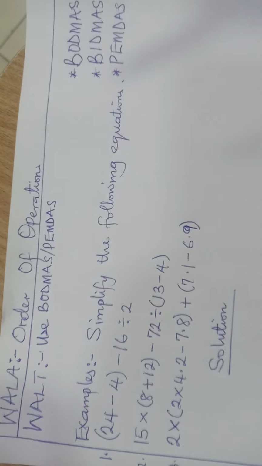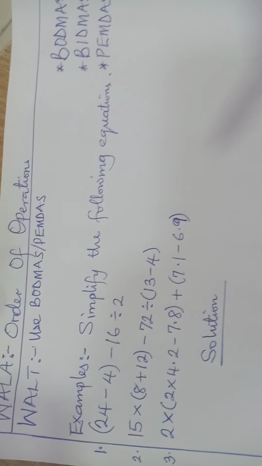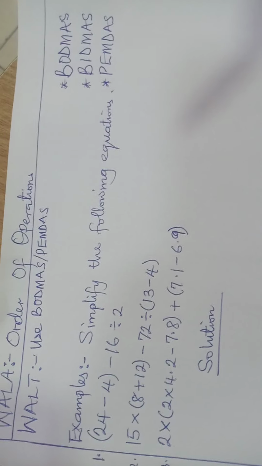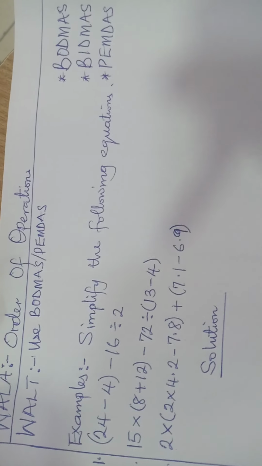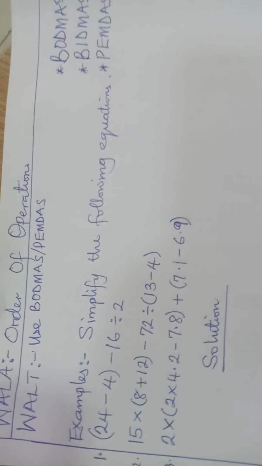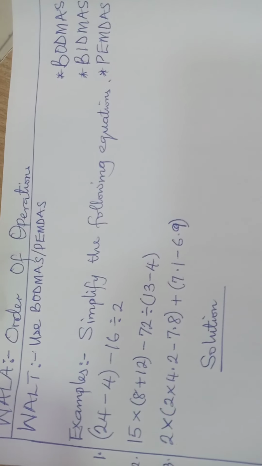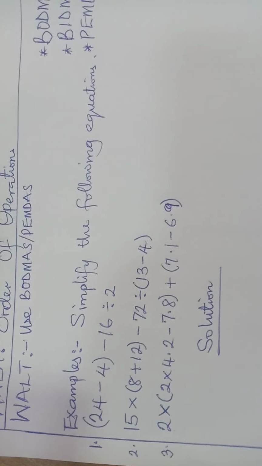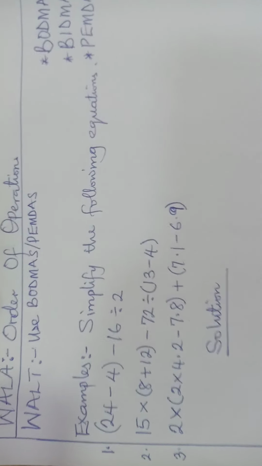Hello everyone. In our last lesson we discussed the meaning of BODMAS, PEMDAS and BIDMAS, and we had some examples on how to use them. But today we want to see more examples on how we can use BODMAS. This is the order of operations when we have many operations in it, more than 4 or 5 operations at a time. So let's say we have 3 examples here. Let's take them one after the other and see how we go about it.